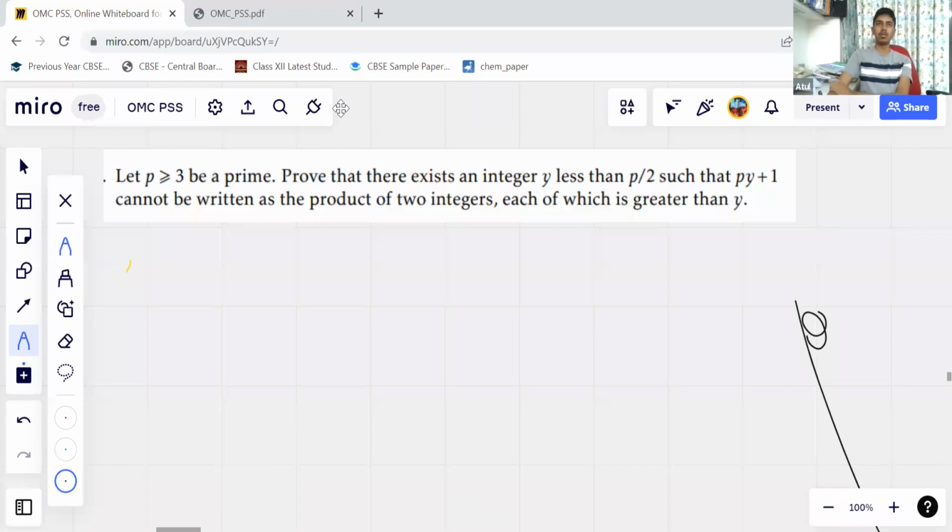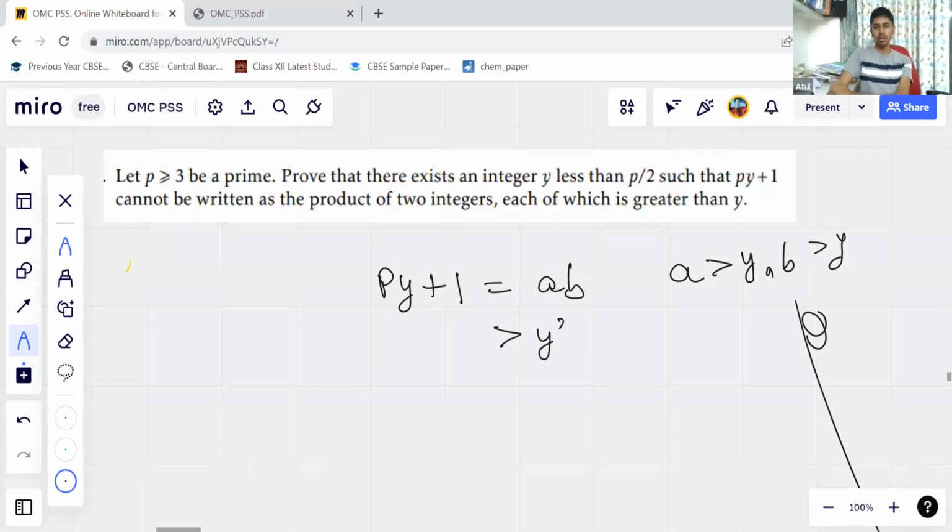Cannot be written as such. So py plus 1. If it does have such a representation with a greater than y and b greater than y, then clearly this is greater than y square. So this means b is greater than y, which means nothing. Okay. Fine.